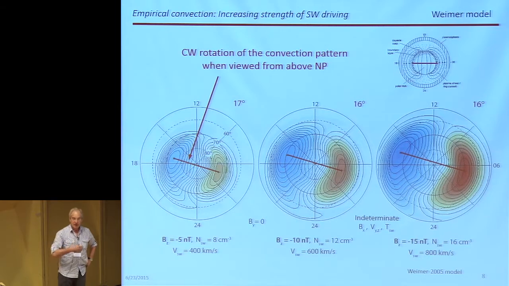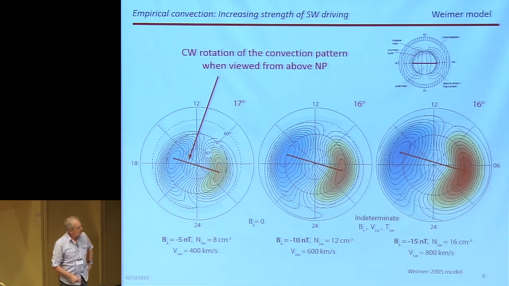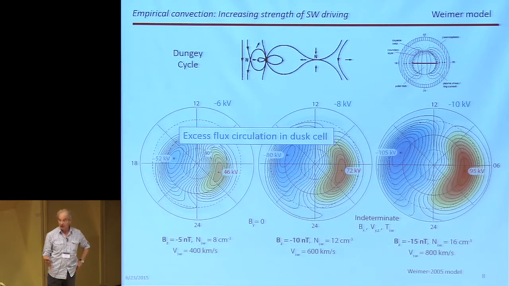Okay, so things that are kind of anomalous, to use Michael Mendillo's terms from yesterday. There's a clockwise rotation of the convection pattern when you view it from the North Pole. And there are different ways you might try to quantify that: if you just draw a line between the potential minimum and maximum and ask how does that deviate from horizontal up here. It doesn't change much as you ramp up the solar wind driving. There's an excess flux circulation in the dusk cell. That's manifest by the fact that the potential in the dusk cell has a larger magnitude than the potential in the dawn cell. What does that mean? It means that more magnetic flux is circulating in the dusk cell than in the dawn cell. What does that mean for the magnetosphere? It's an interesting question, and I'll come back to that a little bit later.